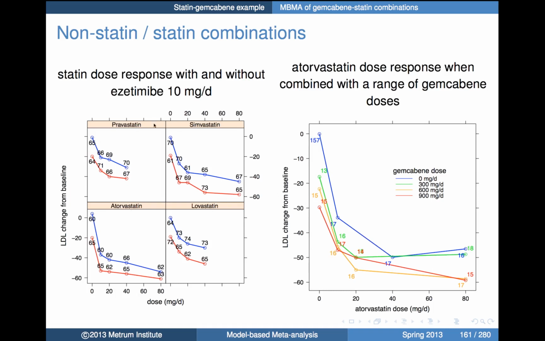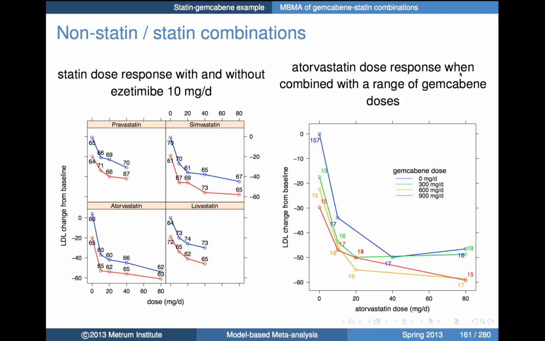So you're looking at the blue curves correspond to statin monotherapy, and then the red corresponds to the same doses of statin, but with 10 milligrams of ezetimibe added to them. So you can see a fairly constant shift downwards, pretty much independent of the statin dose, it appears, when we look at that. On the right-hand side, we've got atorvastatin combined with, well, different doses of atorvastatin combined with different doses of gemcitabine.